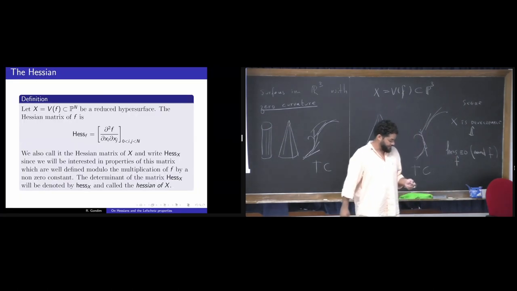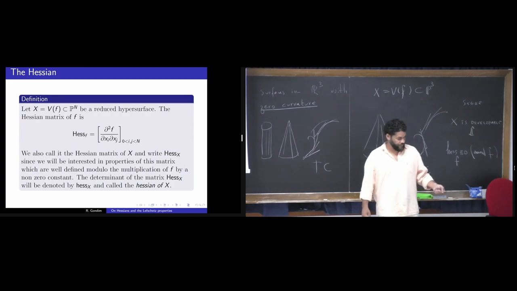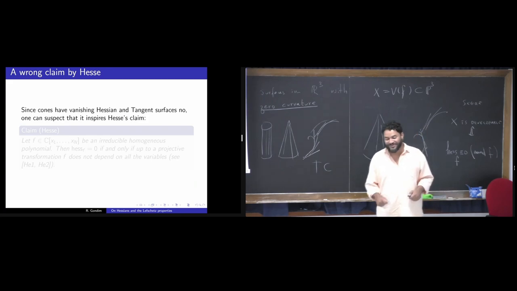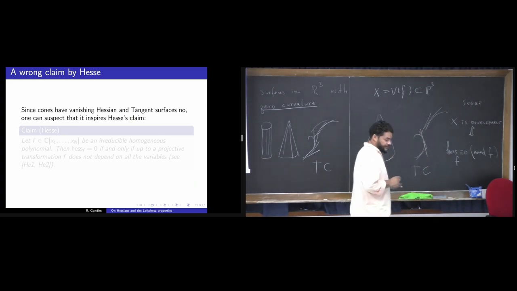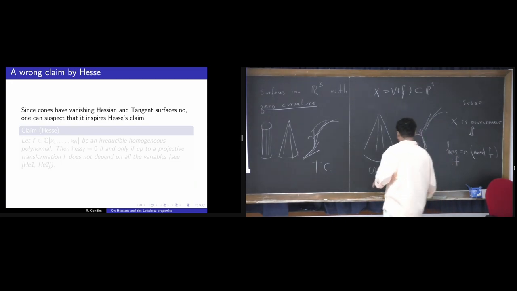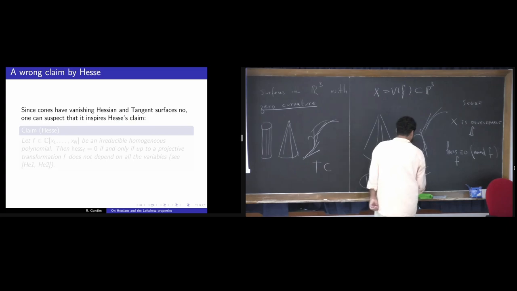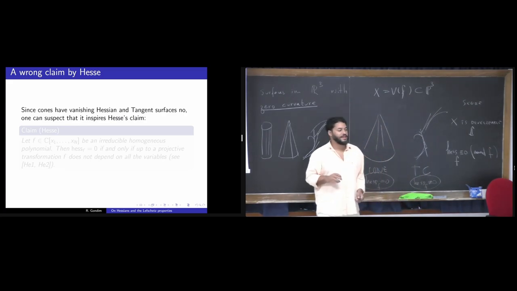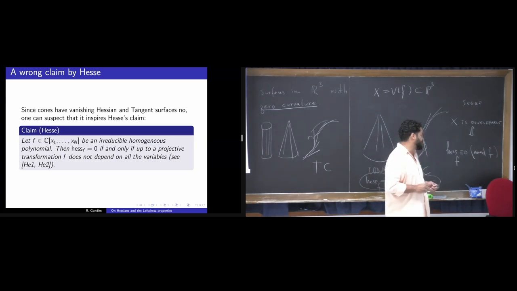Oh, it's okay. The name is after Hess, who made a wrong claim. And perhaps it was motivated by the fact that in P3, a cone has vanishing Hessian, and the tangent surface of a curve has no vanishing Hessian. And so one can suspect that it inspired Hess's claim that an irreducible homogeneous polynomial has vanishing Hessian.